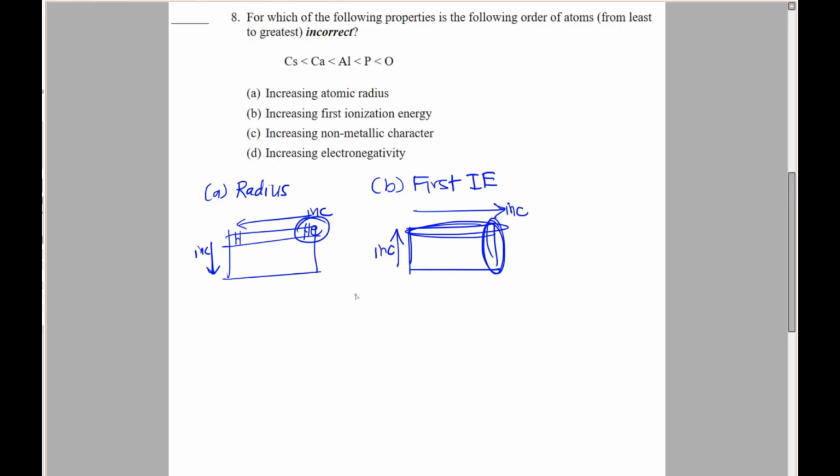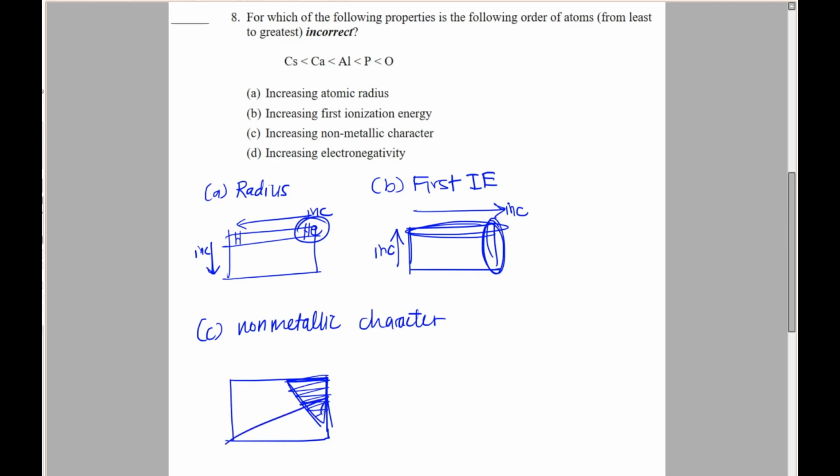The next periodic trend we're looking at is C, non-metallic character. This one sounds kind of weird, but the way I like to think of it is, if we have a periodic table like this, all of the nonmetals are in this triangle over here. So non-metallic character is going to increase from left to right, and it's going to increase from bottom to top.